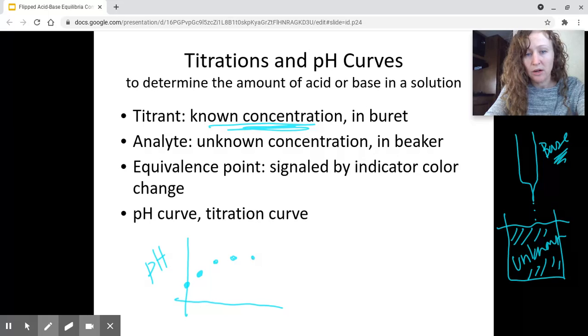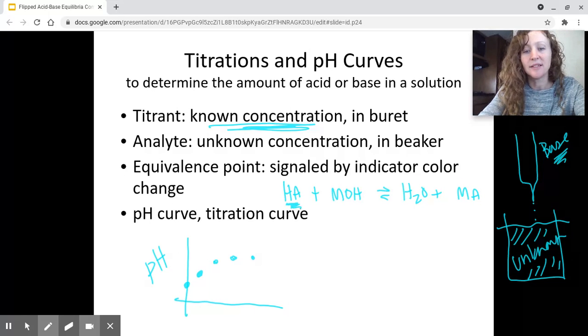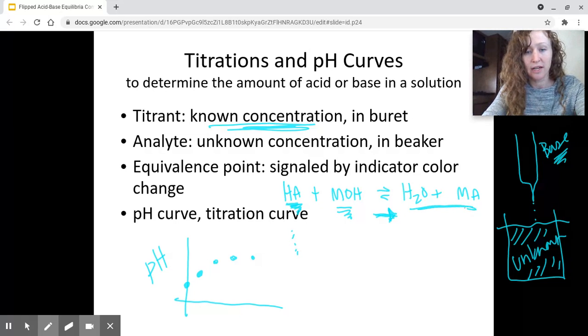Because remember, acids and bases are going to react to form water plus your salt. So as you add base, the base gets used up completely, reacts with some of the acid, and you form water and salt, water and salt. You're going to have less and less acid in your solution. Pretty much you're going to have no acid in your solution. You'll have all water and salt.